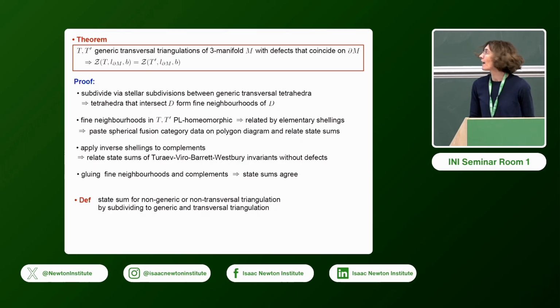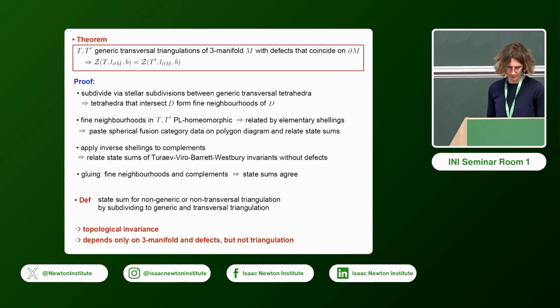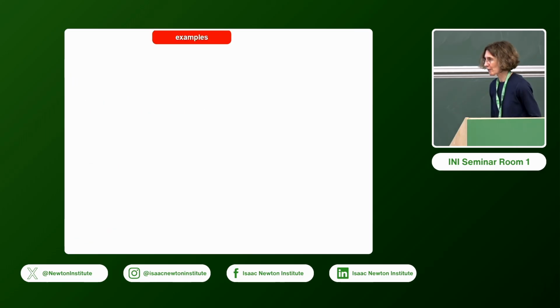Okay, and then one can define the state sum for non-generic or non-transversal triangulations by subdividing to generic and transversal ones. And in this way one can show topological invariance and that it depends only on the three-manifolds and the defects, but not the triangulations. Okay, so now I wanted to give some examples. The examples are mostly three-dimensional, but I think they illustrate what is going on.